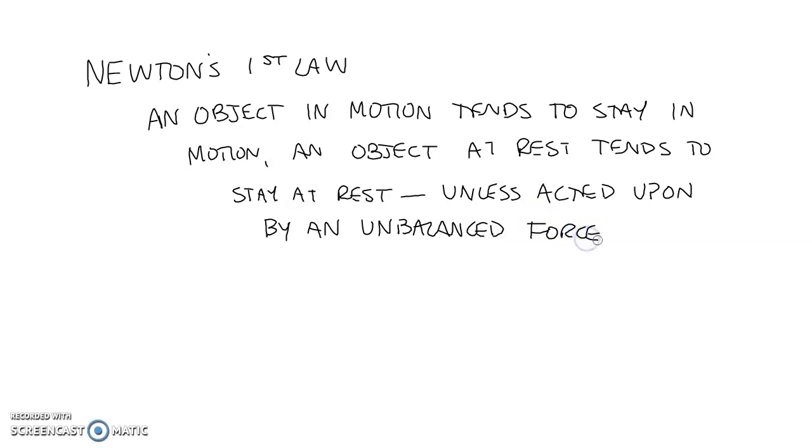So Newton's first law is basically describing what we know as inertia. And inertia is the resistance to a change in motion. So an object in motion tends to stay in motion. That's a resistance to change, right? Or an object at rest tends to stay at rest. Again, a resistance to change unless acted upon by an unbalanced force.